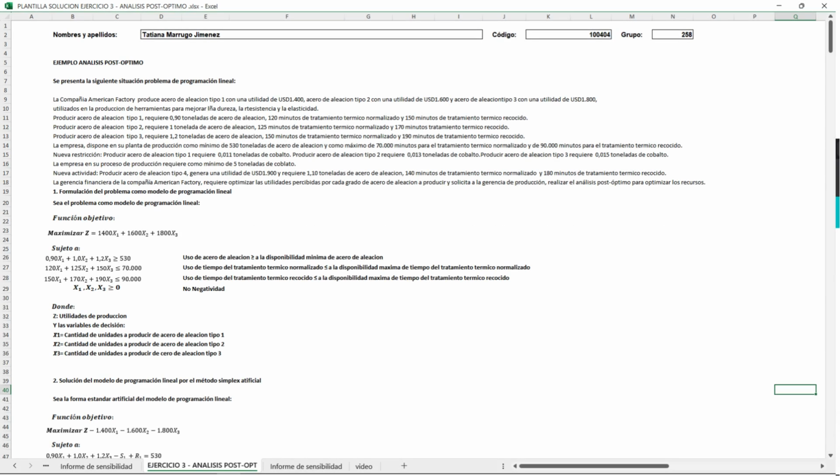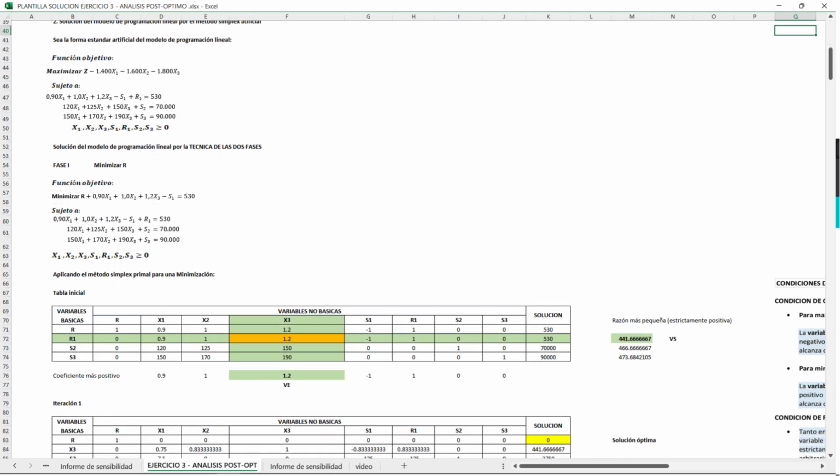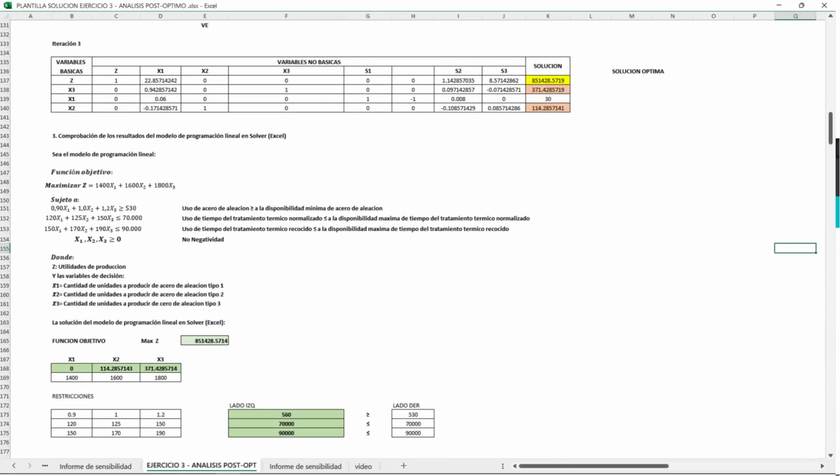ARCCO 3, Post-Optimal Exercise 3, Post-Optimal Analysis. 1. Baseline Model. In the first case, I worked with the original linear programming model. This sought to maximize utility by producing 3 types of alloy steel: Type 1, Type 2, and Type 3. 3 main constraints were established: minimum steel availability and maximum allowable times for normalized heat treatment and annealing.